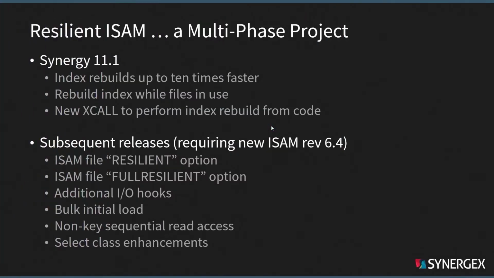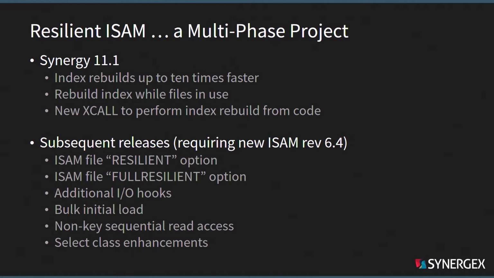I want to talk to you a little bit about Resilient ISAM. So Resilient ISAM is something where we're at the beginning of a multi-phase project. So in Synergy 11.1, we've already mentioned we've got way faster index rebuilds, up to 10 times faster. We can now, or will be able to, re-index files while the file is in use, and we'll have a new XCALL to allow us to do that on the fly from software.